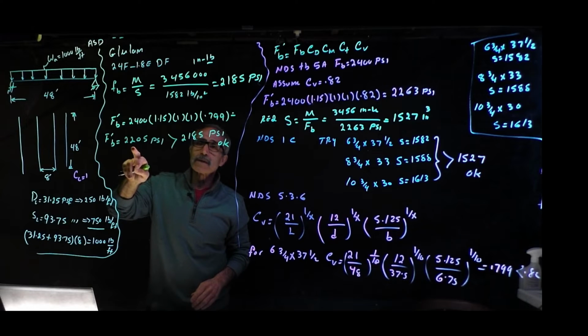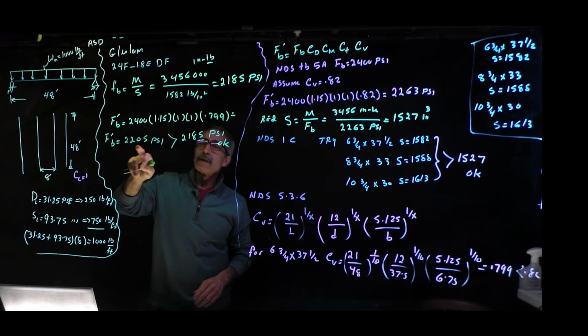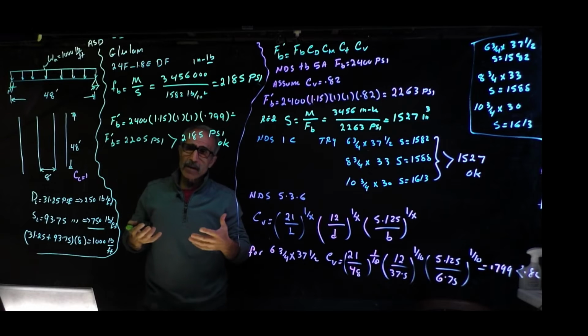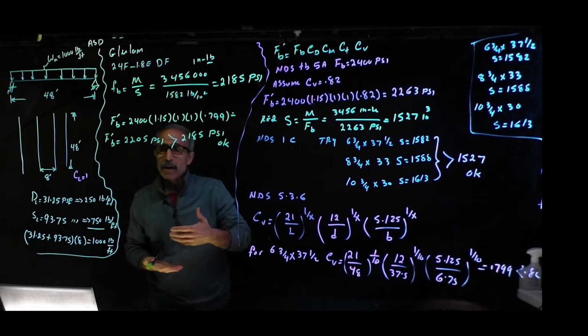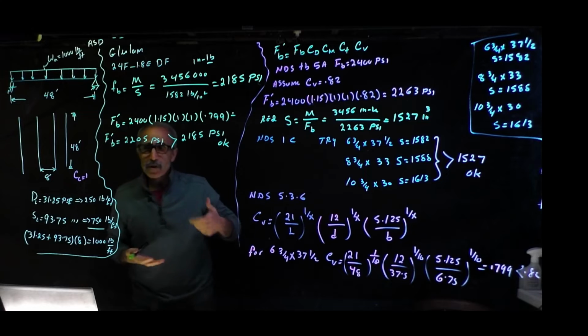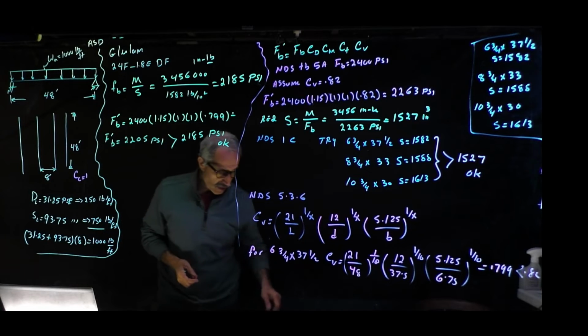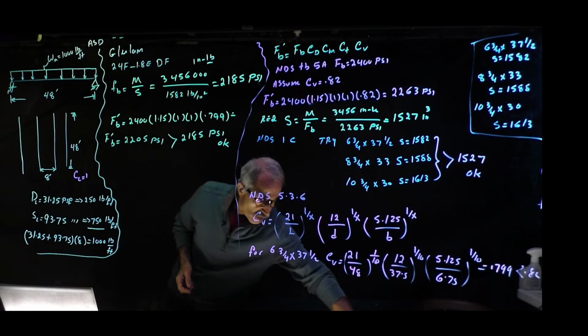Remember, that's the capacity, and that's due to the load. You always want the capacity of the beam to be stronger than the load you put on. If the load is heavier than your capacity, then your beam is going to break. So now we're going to check for shear. Let me switch color here.